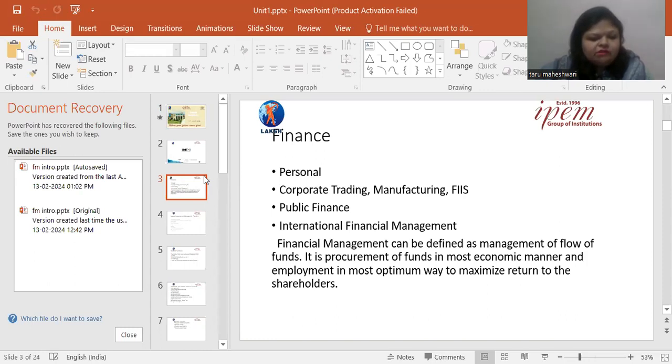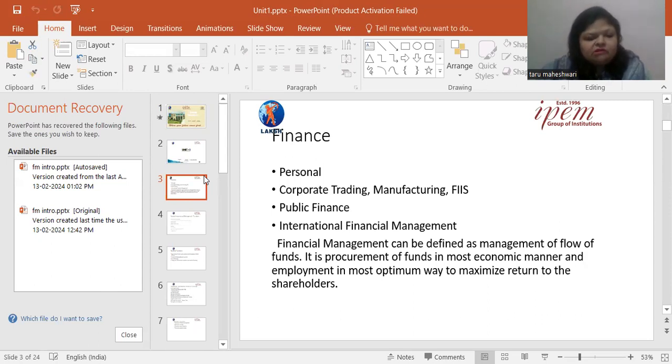When we talk about its types, it consists of personal finance, corporate finance, which includes trading and manufacturing concerns, then financial institutional investment, and the next type is public finance and international financial management. As we know, it is the lifeblood of any organization; all the marketing and HR activities revolve around it. Personal finance is the finance related to people, the day-to-day running, and whatever saving or investment a person makes, all of which comes under personal finance.